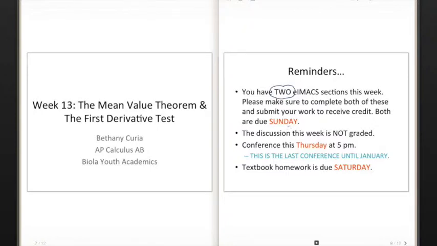A reminder that you have two IMAX sections this week, not one but two. Please make sure to complete both of these and submit the work for each section individually to receive credit. Both are due on Sunday.